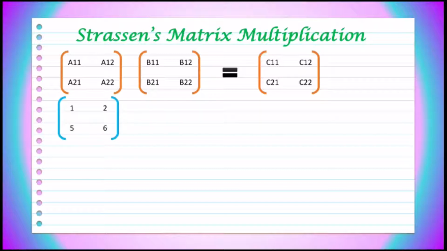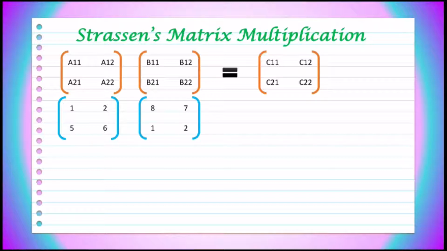So suppose this is the first matrix. So here A11 will be 1, A12 will be 2, A21 is 5 and A22 is 6. And suppose this is the second matrix. So here B11 is 8, B12 is 7, B21 is 1 and B22 is 2. So first we will try to solve by using normal matrix multiplication.